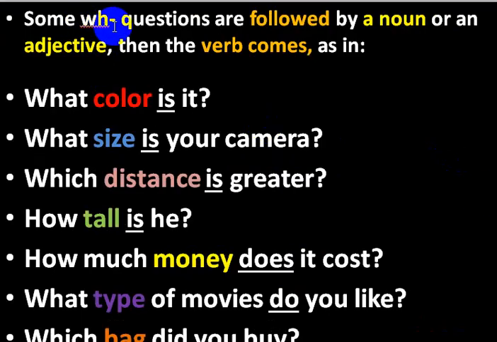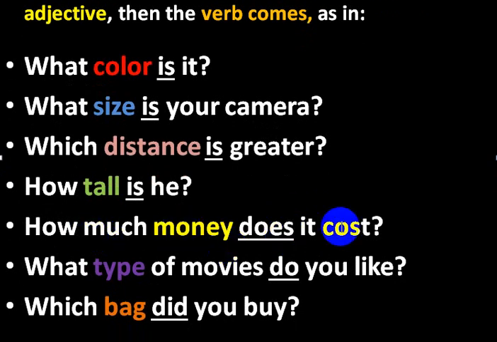Some WH questions are followed by a noun or an adjective. Then the verb comes. As in, what color is it? Remember how many bedrooms are there? After the WH question comes what? Color. What color is it? And then after the noun comes the verb. What size is your camera? Which distance is greater? How tall? Here we have an adjective. How tall is he?